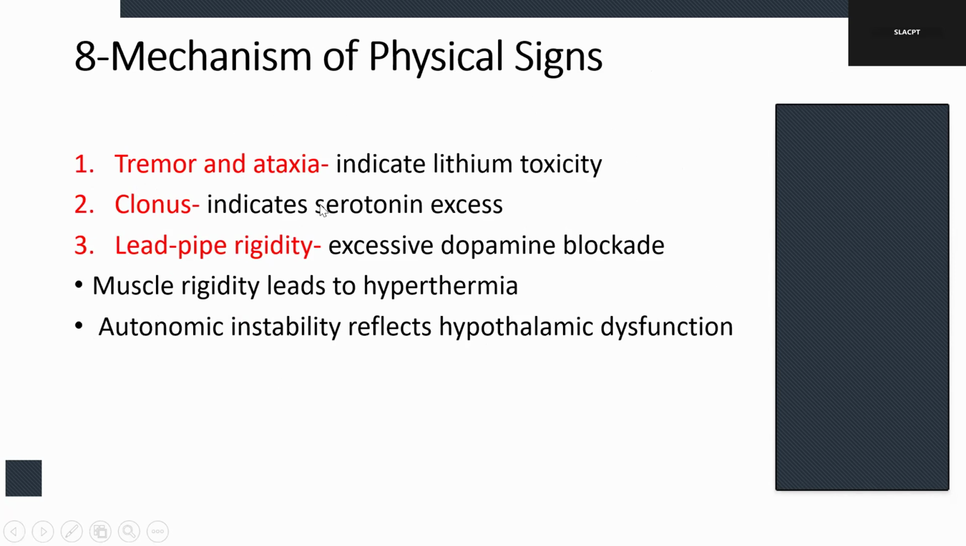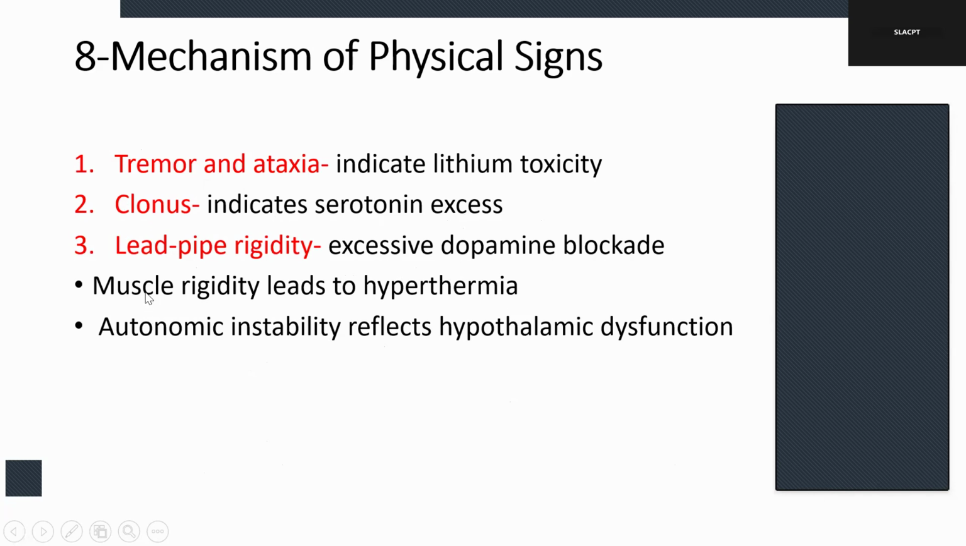So this slide actually shows the mechanisms of physical signs. Tremor and ataxia are key physical signs in lithium toxicity. Clonus, lower limb exaggerated reflexes, indicates serotonin syndrome, serotonin excess. When you examine the patient's lower limb, especially if you experience lead pipe rigidity, that suggests a high chance of neuroleptic malignant syndrome, right?